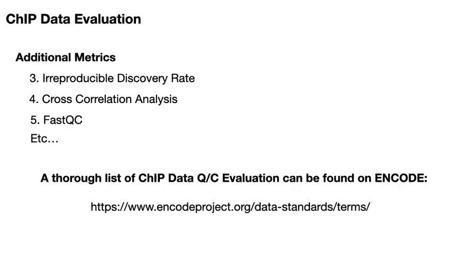Additionally, there are lots of other metrics that you can use, such as the irreproducible discovery rate, the cross-correlation analysis, and the FastQC score that we have talked about a ton in this class. Although, the best thing that you can do is that ENCODE at this website right here has a thorough list of standards that can be used.